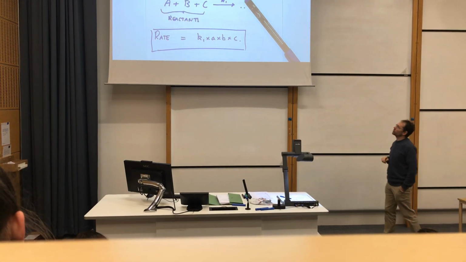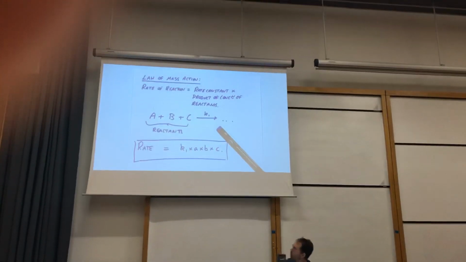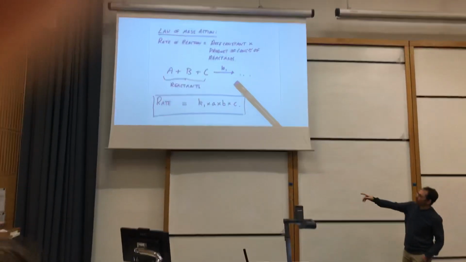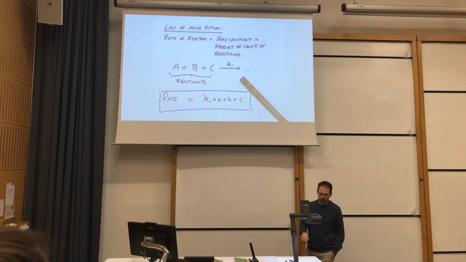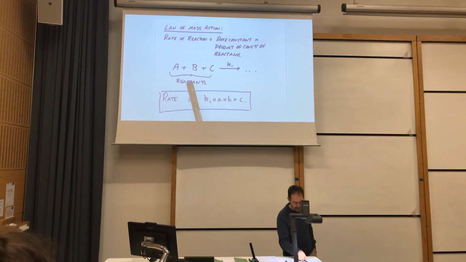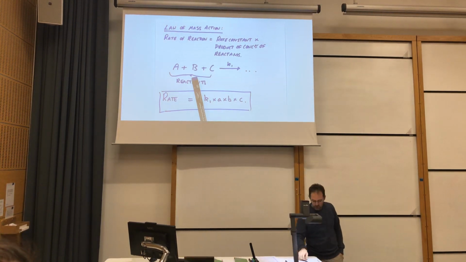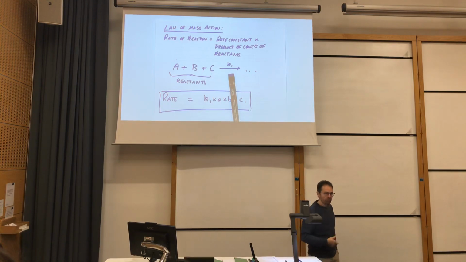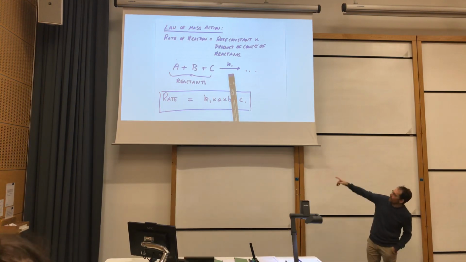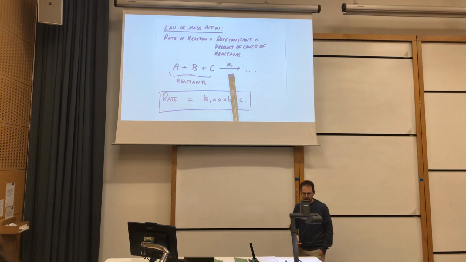The rate of a reaction is some rate constant times the product of the concentrations of the reactants. The way we would write a chemical reaction using chemical notation says that three molecules called A, B, and C react together with some characteristic rate constant K1, and that will form some product on the right hand side.